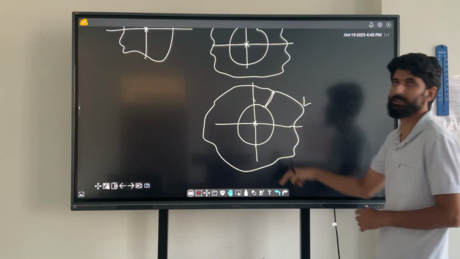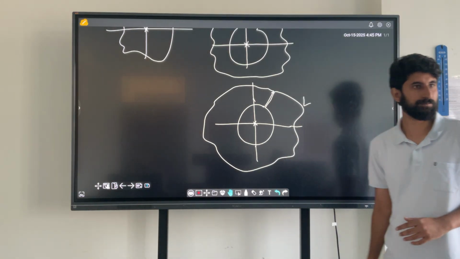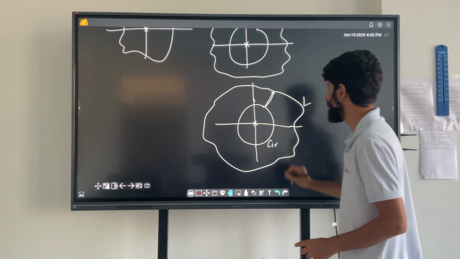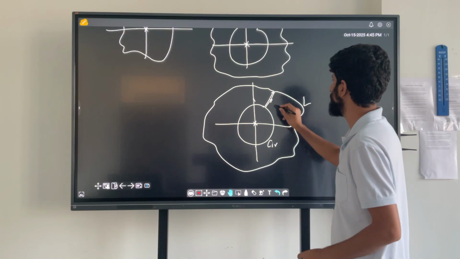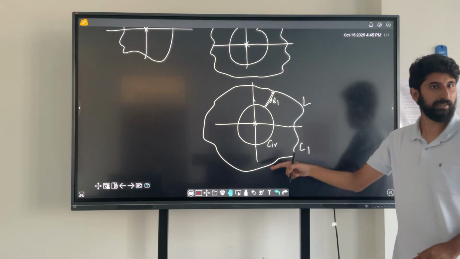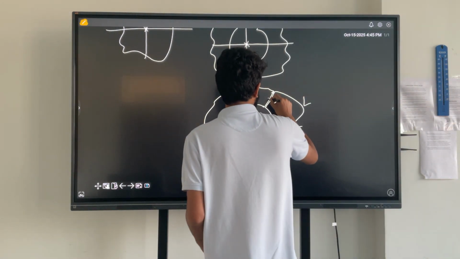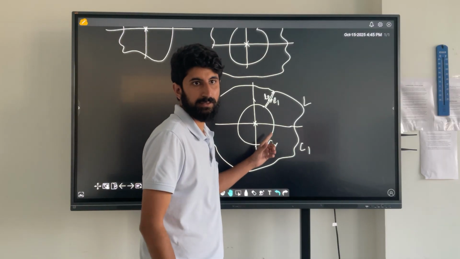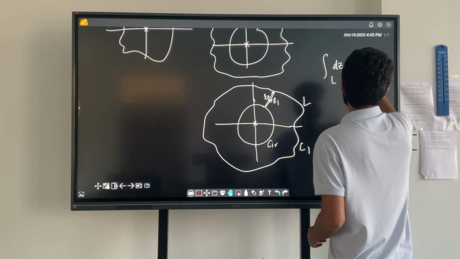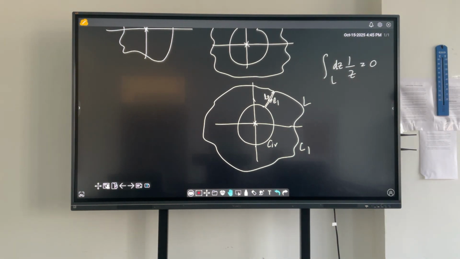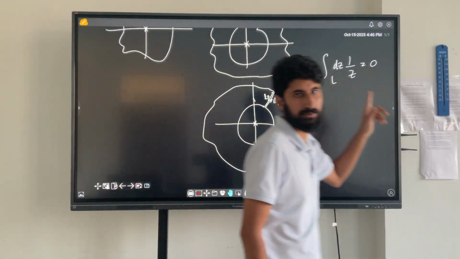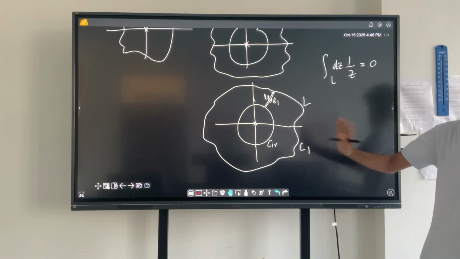Let's say I call this full loop L. There are many parts to this: the circle, this line L1, this weird curve C1, and when you come back, L2 and C2. Now the integral over L of dz by z is what? 0. Why? Because you have to look at the analyticity inside, which is Cauchy-Riemann equations everywhere. 1 by z is analytic inside.